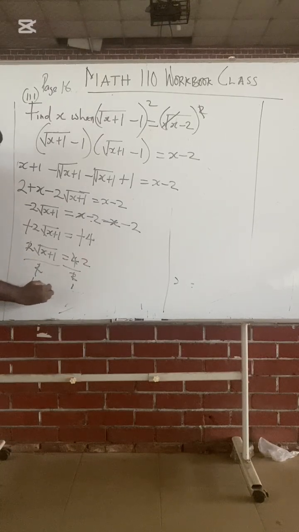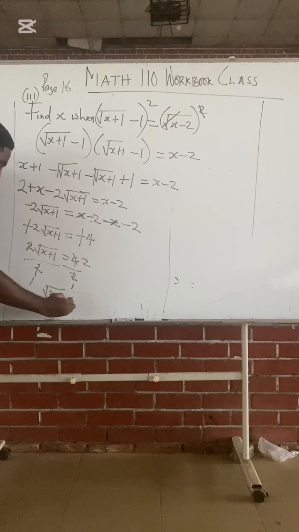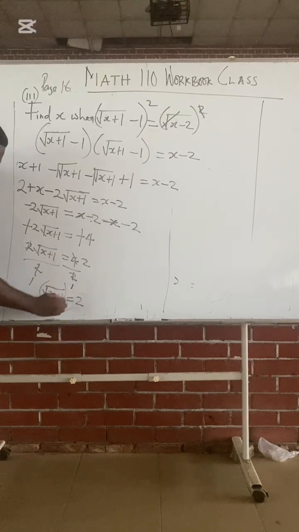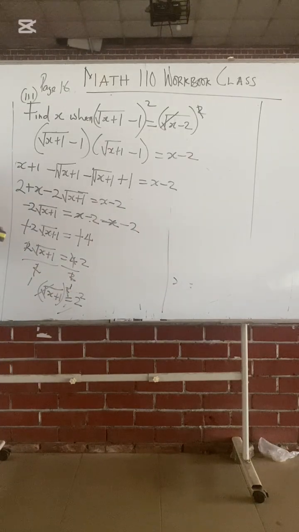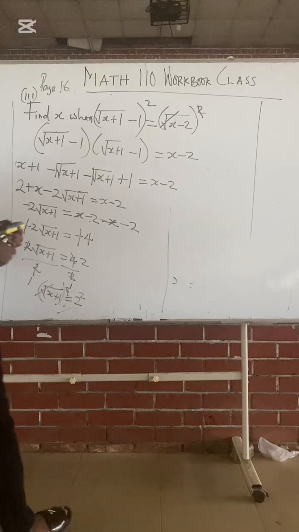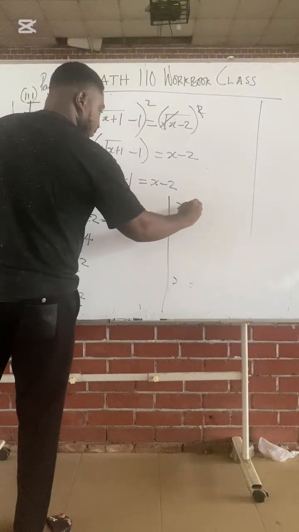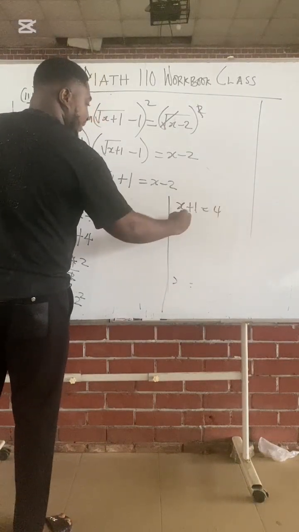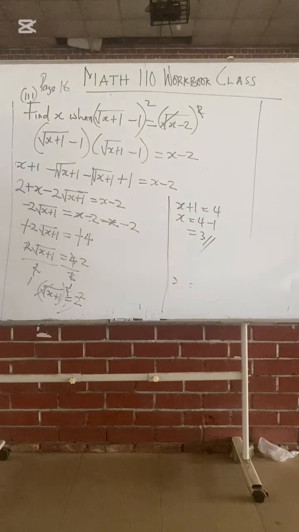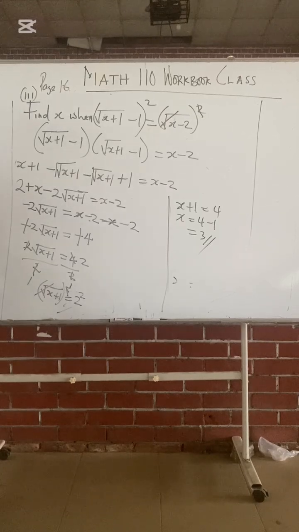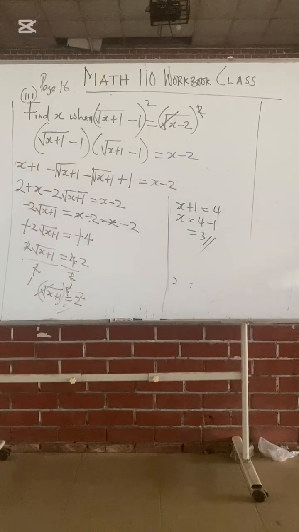So you're left with root (x plus 1) equals 2. Square both sides. Square cancels square root, and 2 squared is 4. So x plus 1 equals 4. Bring 1 to this side: 4 minus 1, so x is 3, class, for this question. X is 3.